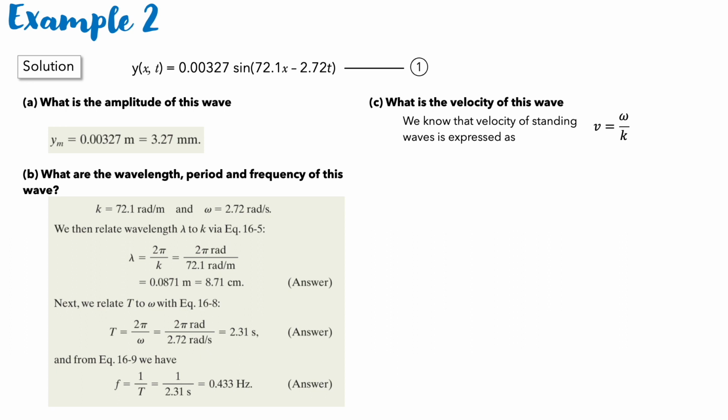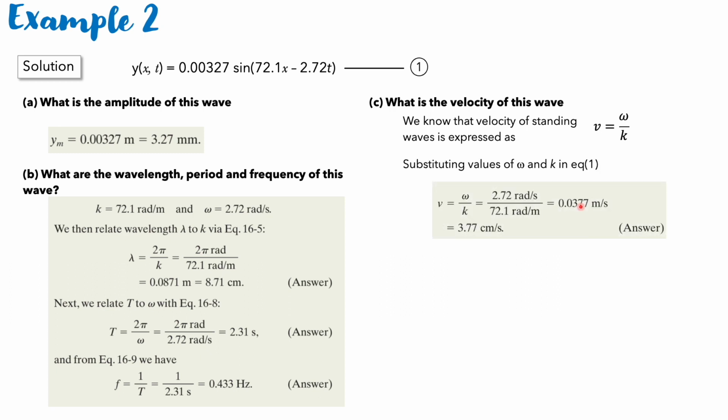There were 2 formulas shown in slide number 1, right? One was omega over k and the other was lambda over T, lambda divided by time period. In example number 1, we used v is equal to lambda over time period. Here, because we are given the value of k and omega, we will use this formula. So you can use either, depending on the information that you are given.